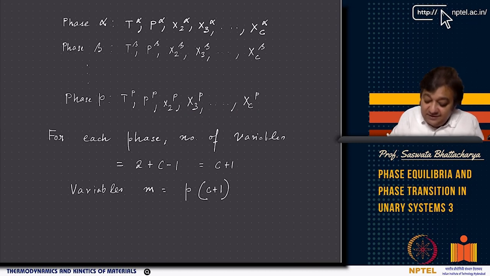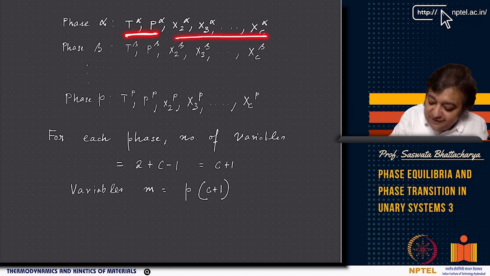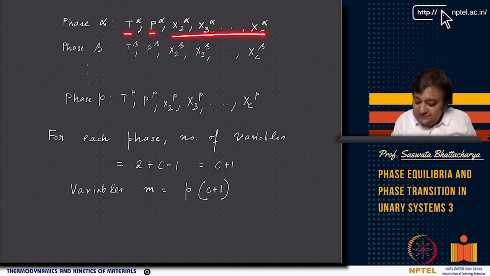For each phase, 2 variables are here, and if X1 is included, it becomes C variables, but X1 is a dependent variable, so I am taking only the independent variables, so 1, 2, and all these C minus 1 variables. So you have 2 plus C minus 1, which is C plus 1 variables for each phase. That means if you have C plus 1 variables for P phases, we will have P into C plus 1 variables.